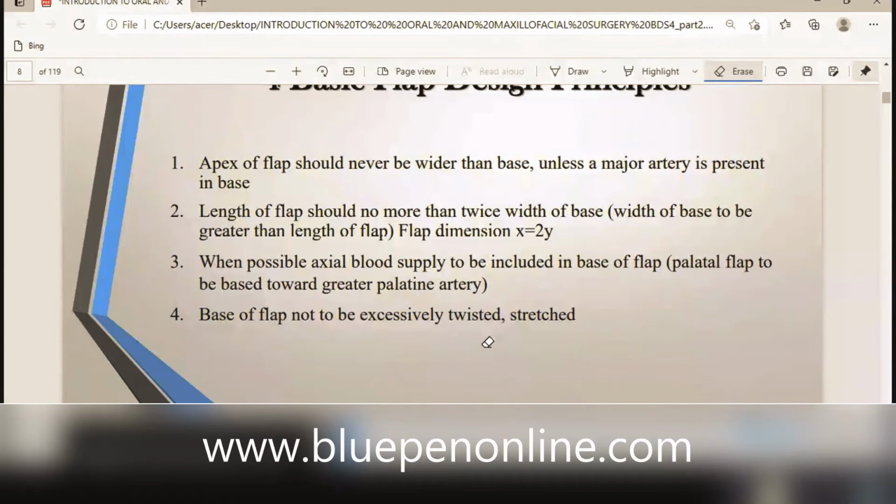We talked about the length, we spoke about the width. You just have to remember that formula, flap dimension x is equal to 2y. Just draw that picture. Then we spoke about the axial blood supply there. And next, the base of the flap should never be stretched or twisted. It can result in necrosis of the flap. You got it, right?